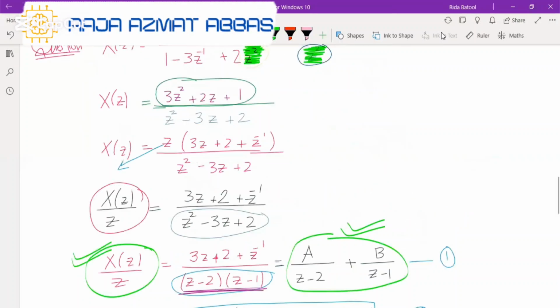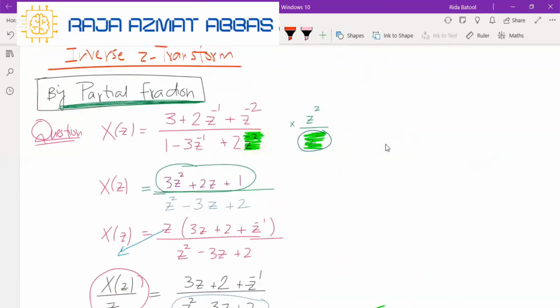So we have started from here. This ugly looking fraction was given, and we need to find its inverse Z transform. Before applying partial fraction, we have to make it ready so that we can apply partial fraction on this fraction.